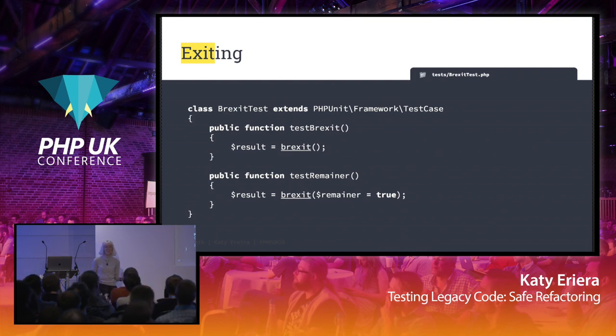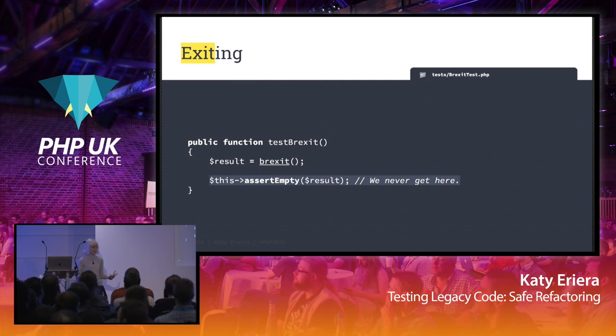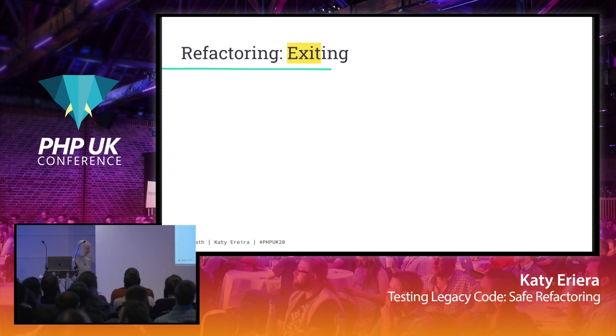So we want to test our two branches of this method. Either we're a Brexiter and the result is that we're going to exit, we're going to crash and burn and everything's going to be horrible, or we're a Remainer and everything will be fine. So in our test Remainer function, we have a Brexit, our Remainer is true, and we're going to assert that the result of that function is that it says bollocks to Brexit. Cool, successful. But when we're a Brexiter and we run this method, and we want to assert the result is empty, it never gets there because exit does completely exit whatever your execution path is. It completely exits the test runner. So we need to think about refactoring this so that we can get this tested.